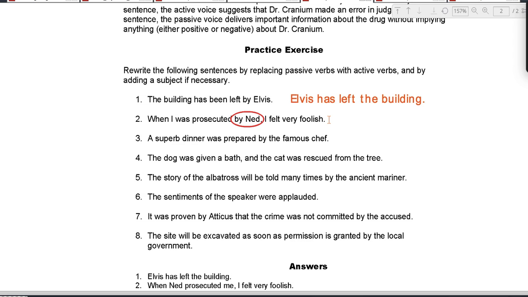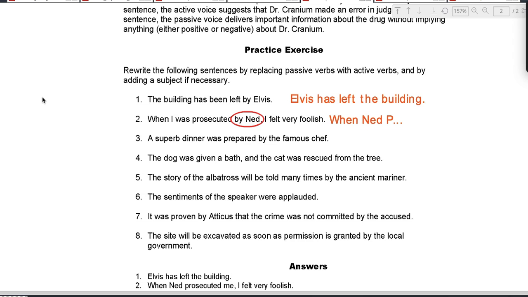So "when" will remain as it is, and then we will write the sentence, because we cannot remove "when". Now this "by Ned", so Ned is the subject, so we will put Ned. When Ned prosecuted will remain as it is. So when Ned prosecuted me, I felt very foolish. Correct. Very nice.